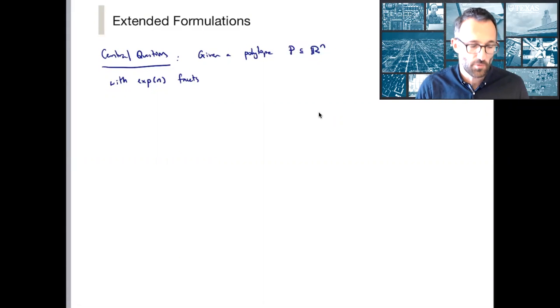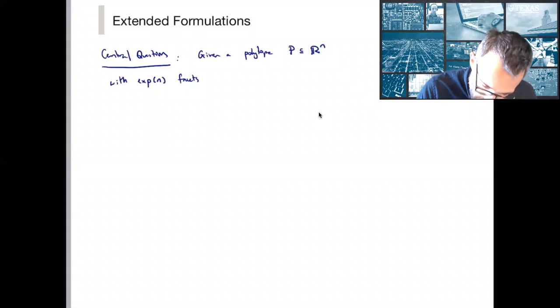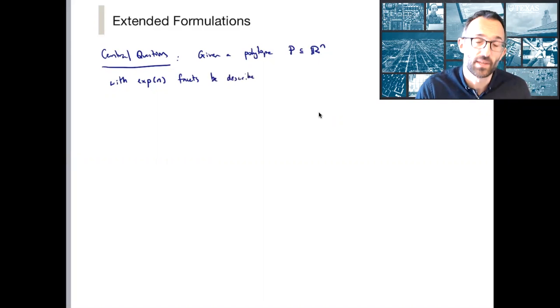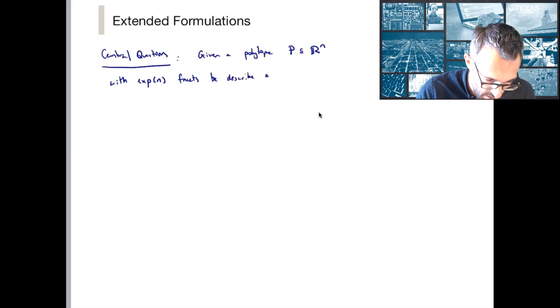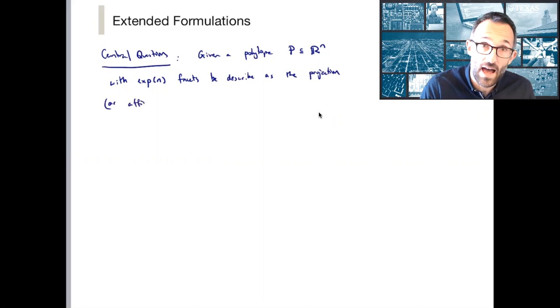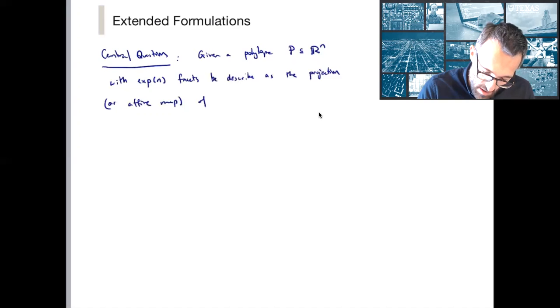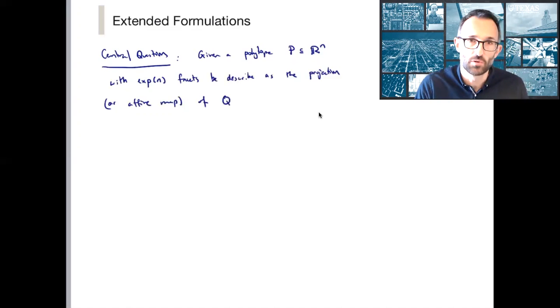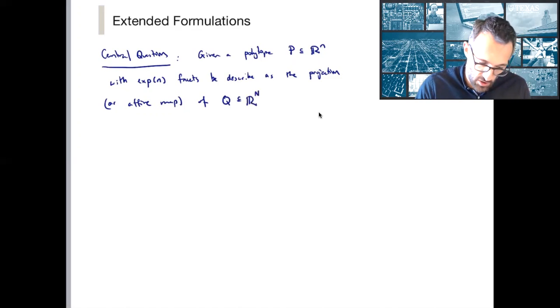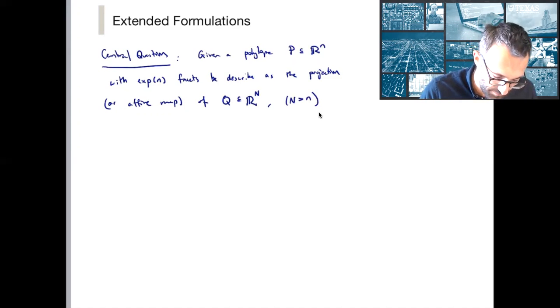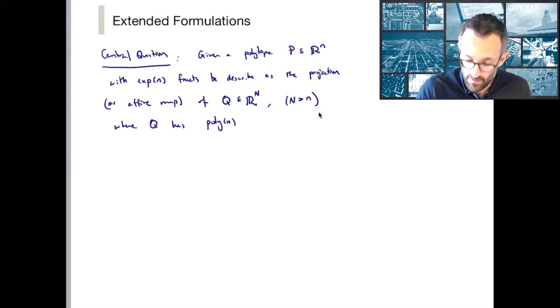Can a polytope with exponential number of facets be described as the projection of an extended polytope with a small number of facets, namely a polynomial in n number of facets, as the projection, or really any affine map, of some polytope, which I'll typically call Q, in bigger dimensions, so capital N is typically going to be much bigger than little n, where Q has a polynomial number of facets.